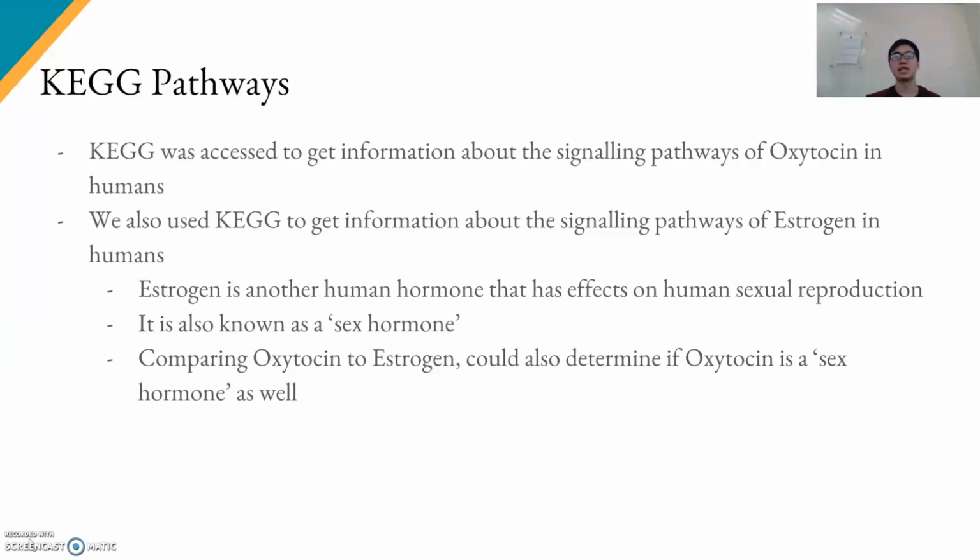Another way that we have decided to analyze our gene would be to look at the KEGG pathways that are involved in the oxytocin gene and compare it to the pathways for estrogen, which is another hormone that is considered to be involved in sex and the libido. So by comparing oxytocin to estrogen, we could determine if oxytocin is also a sex hormone.